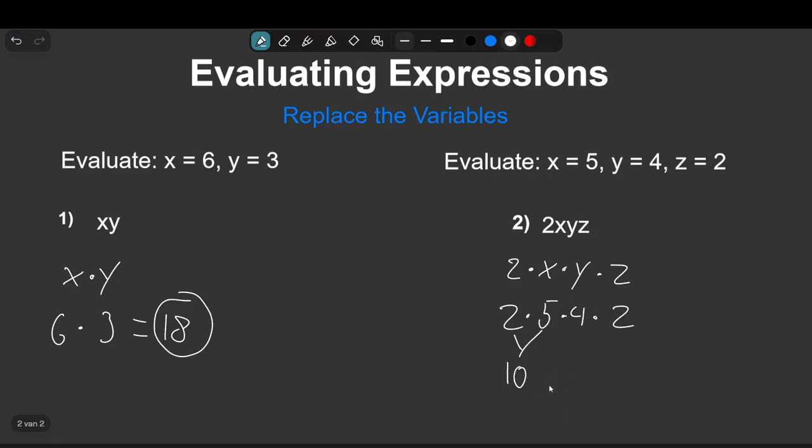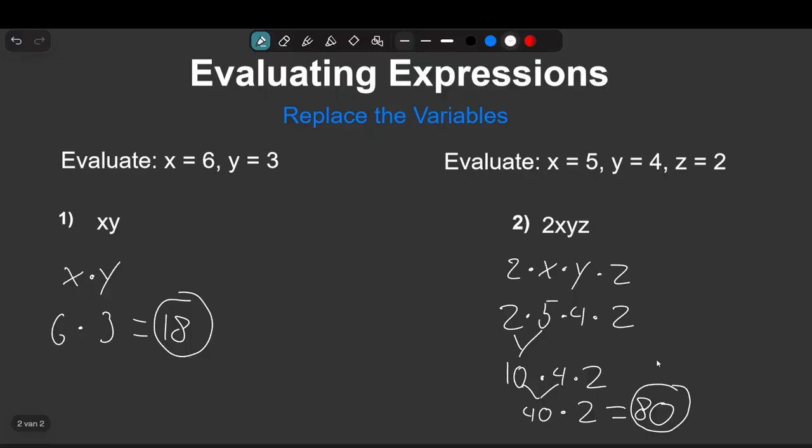And now we can rewrite it all over again. So now we have 10 times 4 times 2. Now what we're going to do is 10 times 4. Well, 10 times 4 equals 40. And again, bring this one down. And now we have 40 times 2. 40 times 2 is going to equal 80 as our final answer.